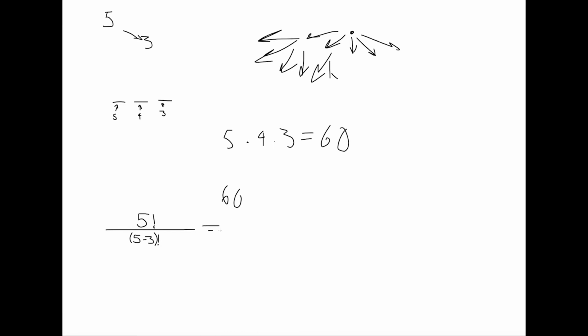Okay, and that's going to equal 5 factorial divided by 2 factorial. And that's the same thing as 5 times 4 times 3, which equals 60. Okay.